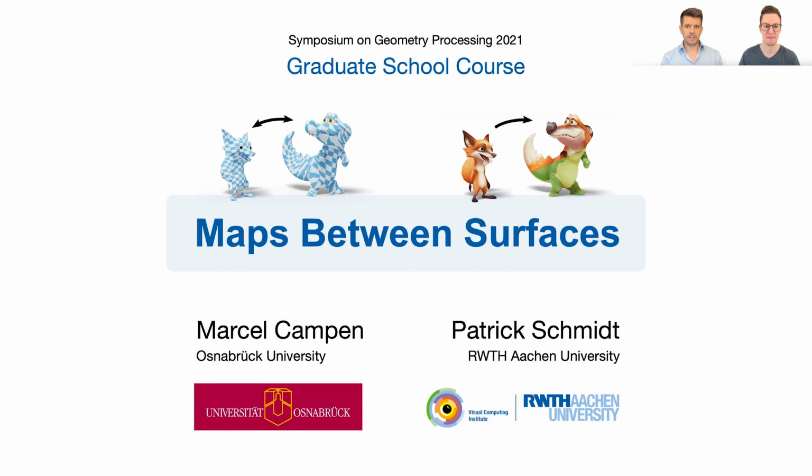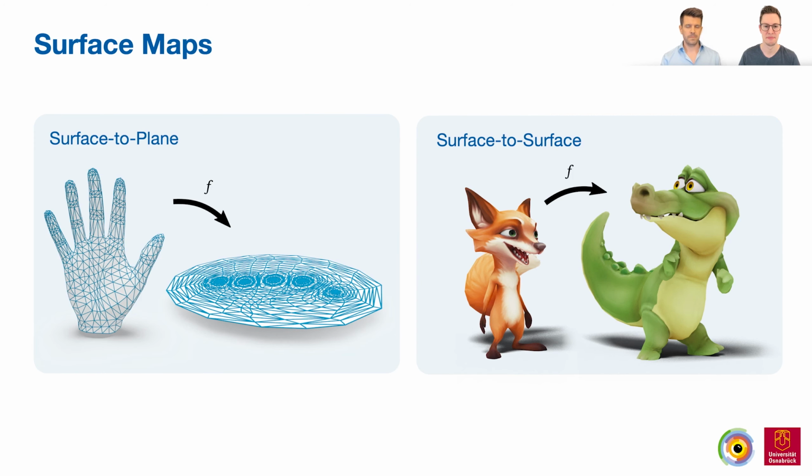So our topic for the next 90 minutes is maps between surfaces. What is this about? What kind of maps are we talking about? And why do we care about this? Well, mathematically speaking, maps are functions that essentially describe a correspondence between points from two sets, or domains.